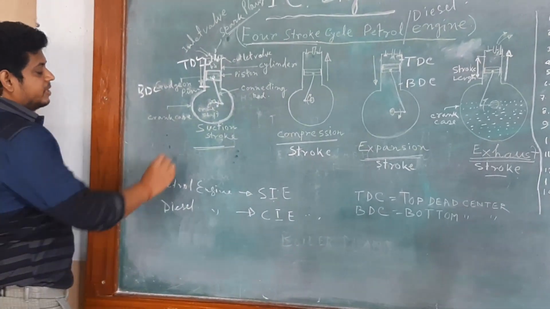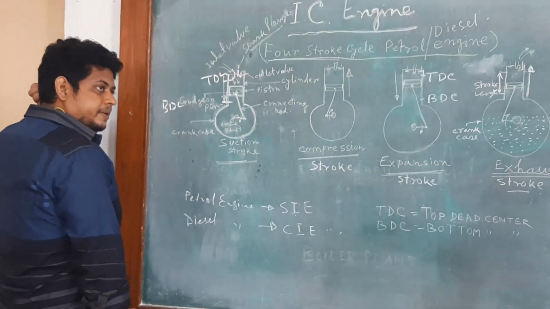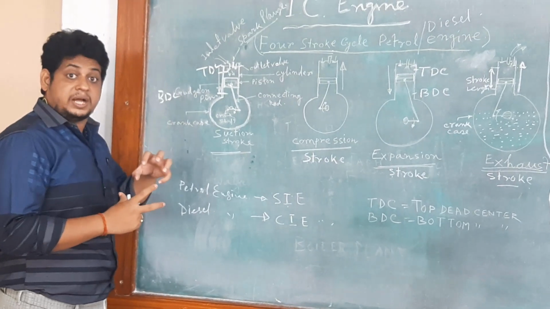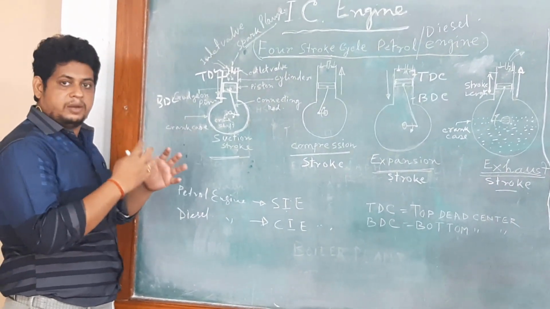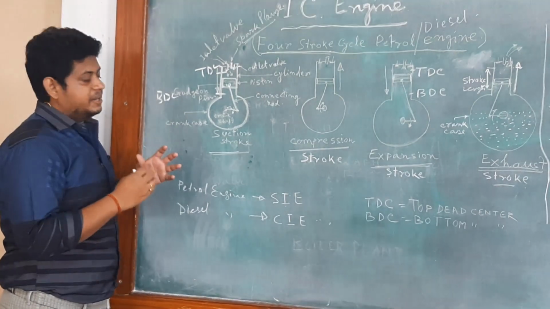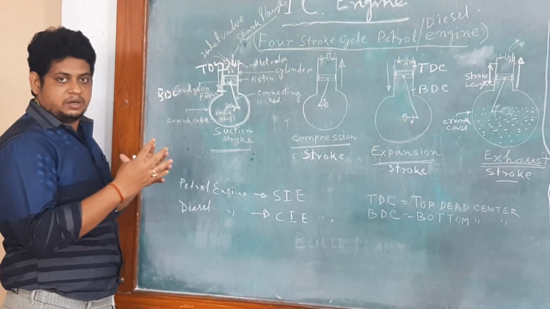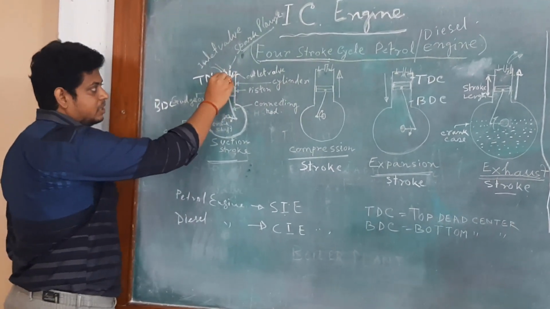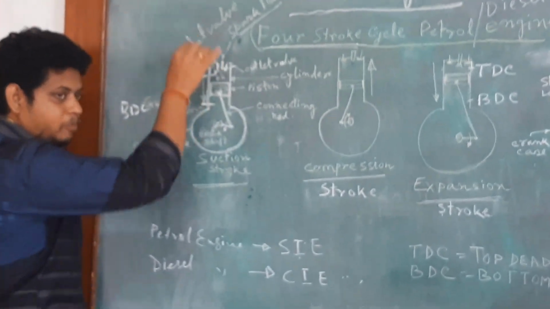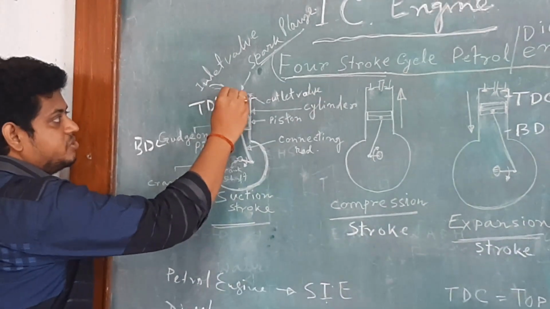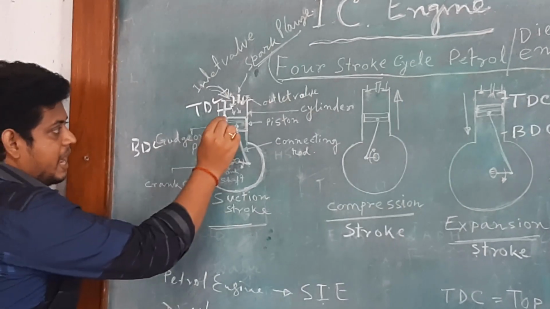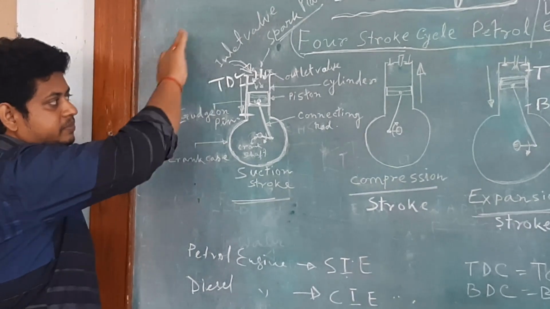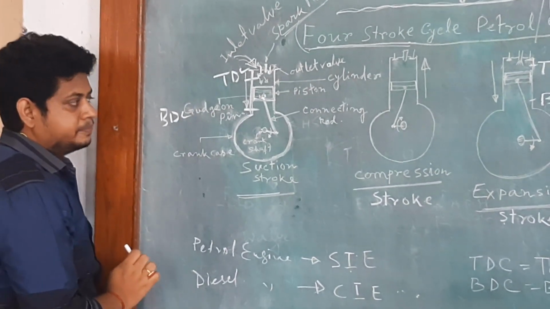If it is a petrol engine, then the mixture of air and fuel comes from the carburetor. In the carburetor, air and fuel get mixed, and a desired quantity and desired proportion of that mixture comes to the cylinder through this intake valve. During the suction stroke, the intake valve opens and the fresh charge enters the cylinder. During the suction stroke, the piston moves from TDC to BDC, and then the whole charge enters the cylinder.